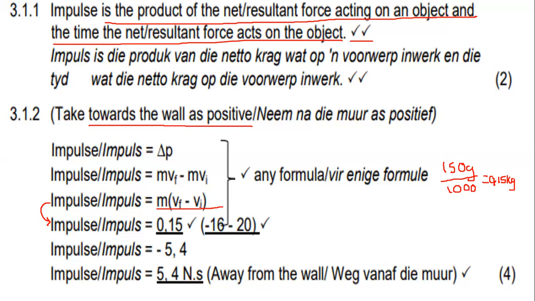How were the marks allocated? 1 mark was the formula. 1 mark was for the correct substitution of the mass, which has already been converted to kilograms.